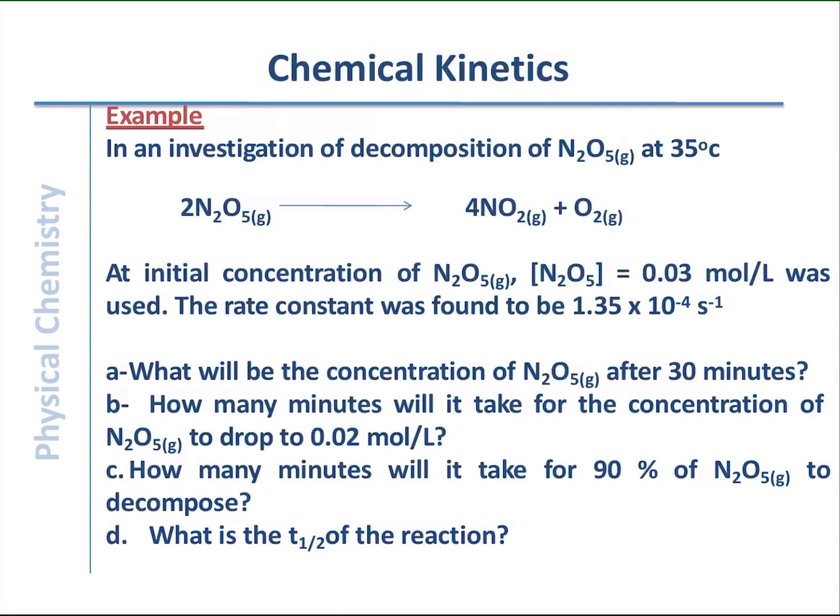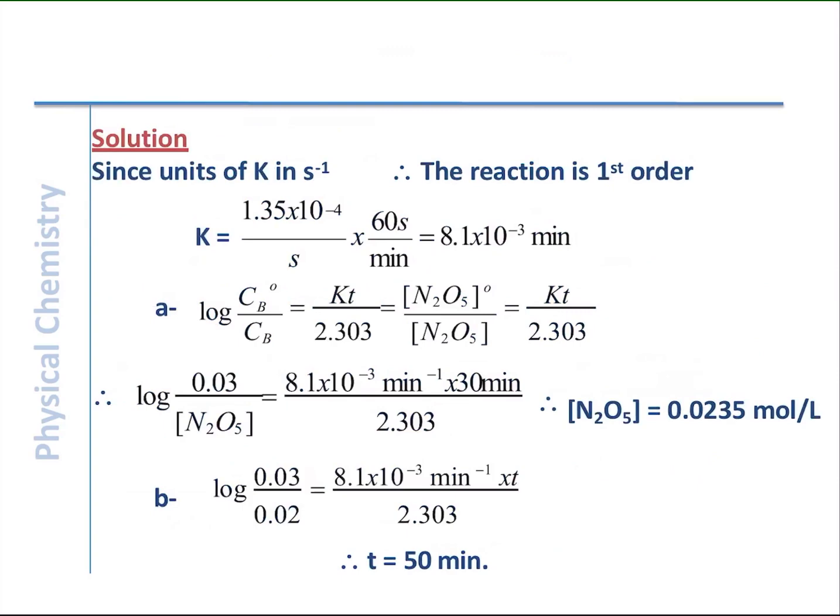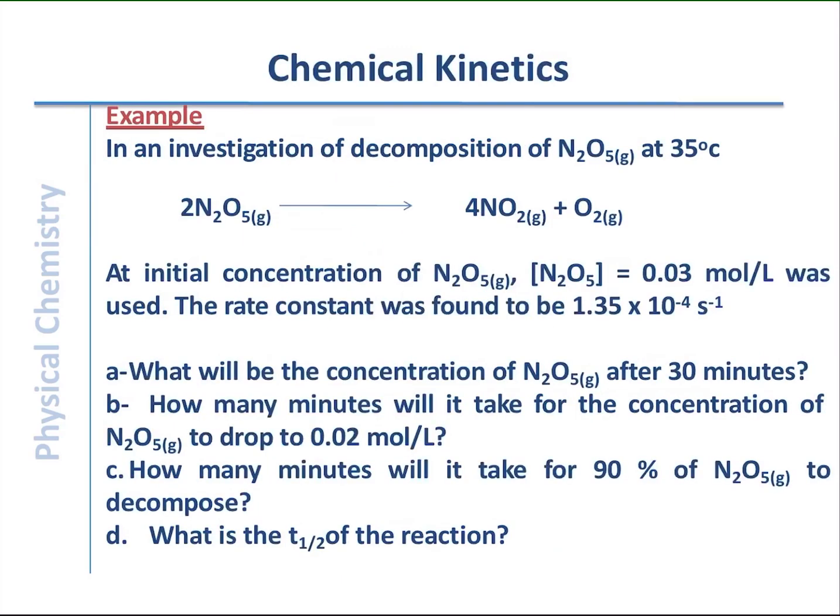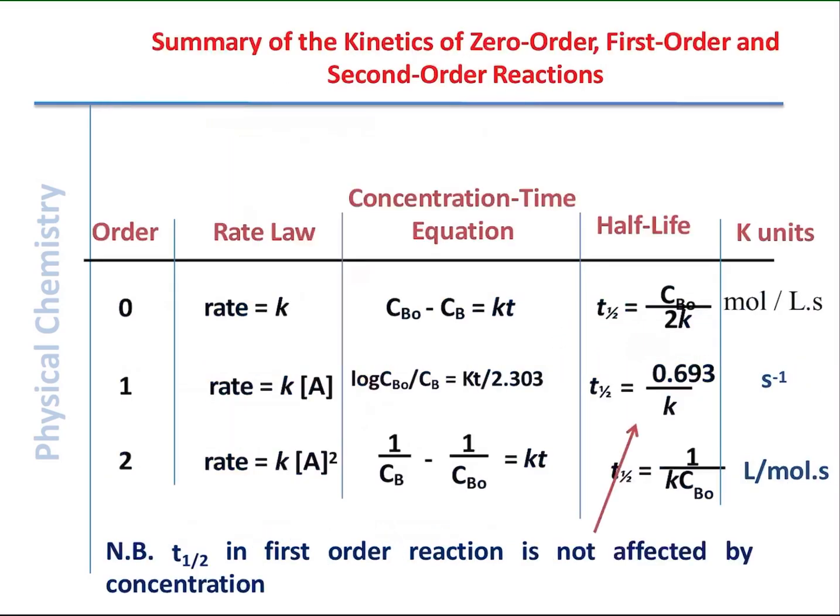In number A, you are asked to calculate the concentration of nitrogen pentoxide after 30 minutes, knowing that the reaction constant or the rate constant is 1.35 multiplied by 10 to the power minus 4. You have K, you have time 30 minutes. You can calculate the concentration.